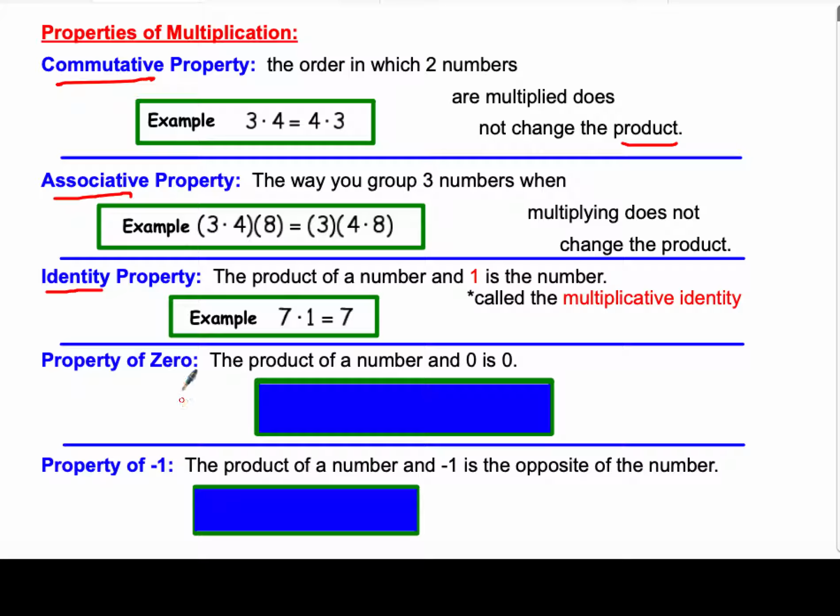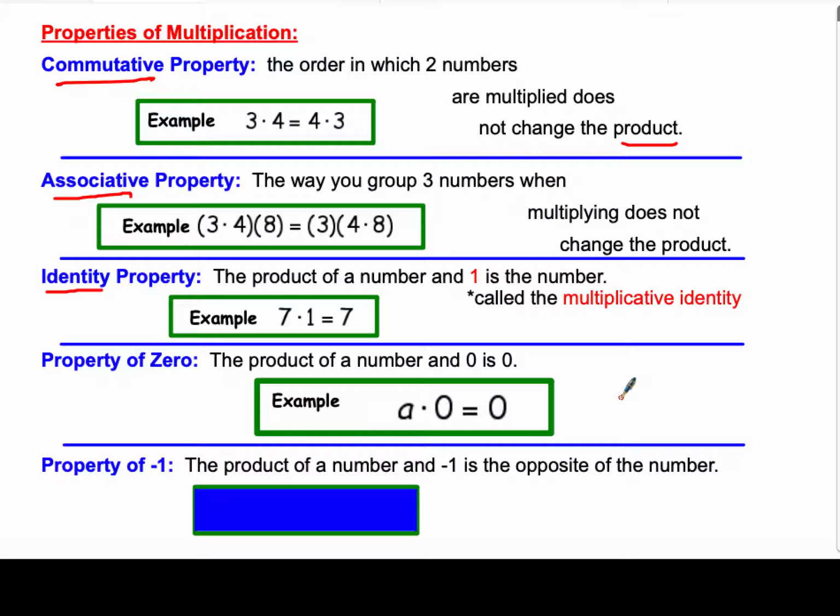We also have a couple of new properties. These didn't really apply to addition. The property of 0. Well, if we multiply by 1 and nothing changes, remember that if you multiply by 0, you'll always get 0. So that's a pretty easy one. If you multiply by 0, you get 0. That's the property of 0, or the multiplication property of 0.